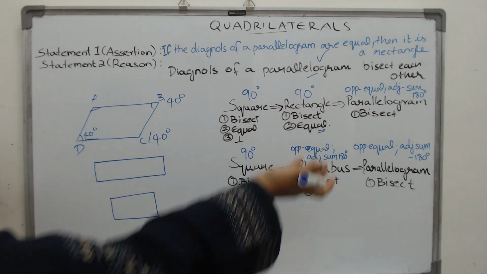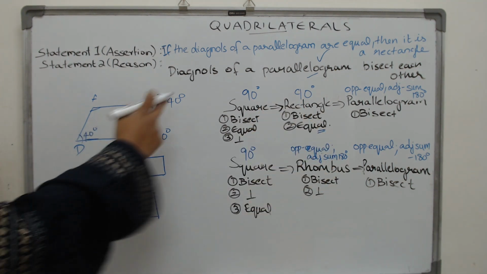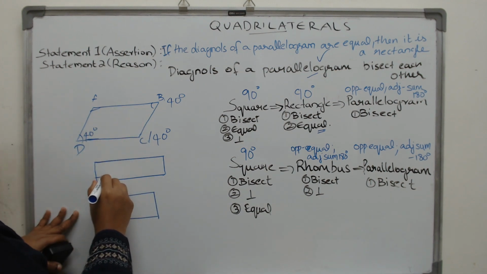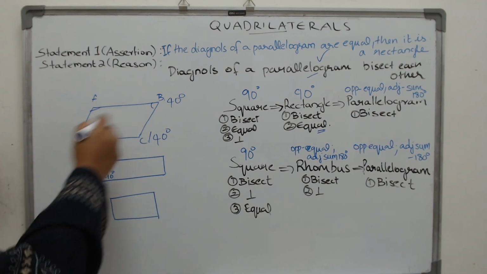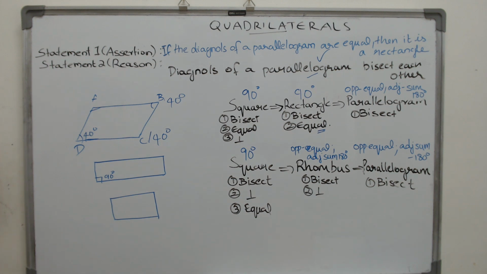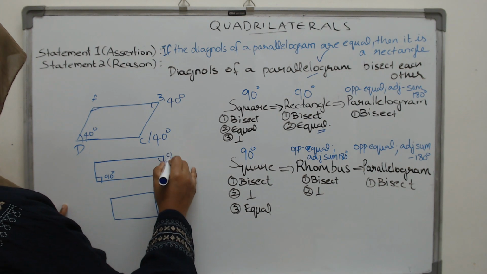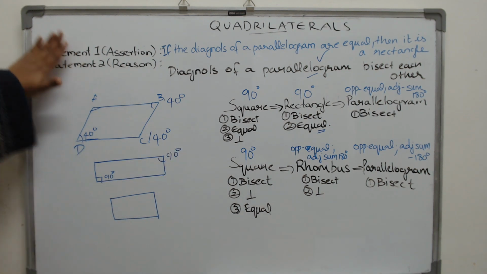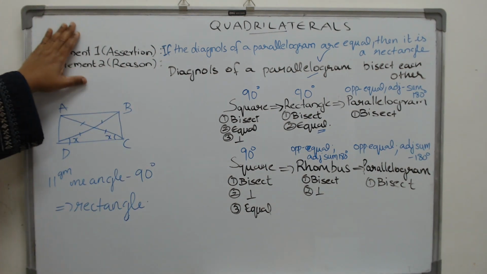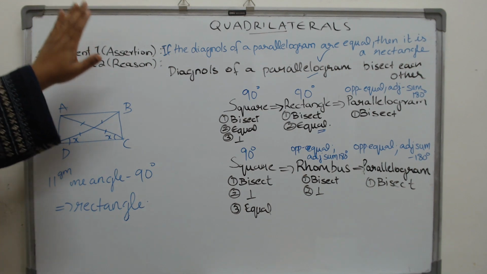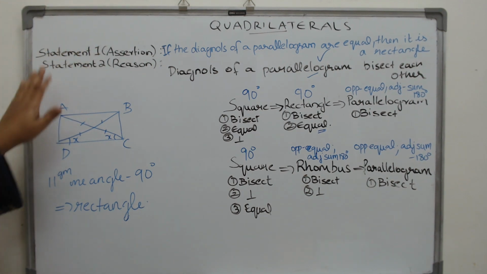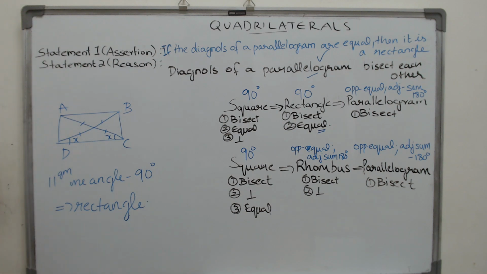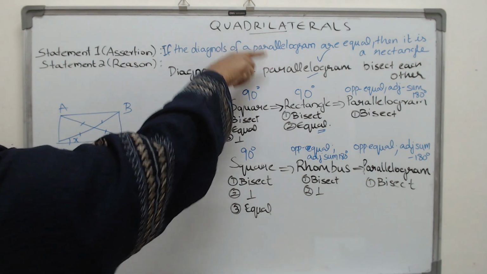But then what about the rectangle? This is not good enough. Each angle has to be 90. 40 and 40 is not good enough. Each one has to be 90 degrees. And that itself is the reason for this. Now we come back to our question. Both the statements are correct, but the second one is not the reason. What we mean is that it is not the direct reason. There is one more step to be done.